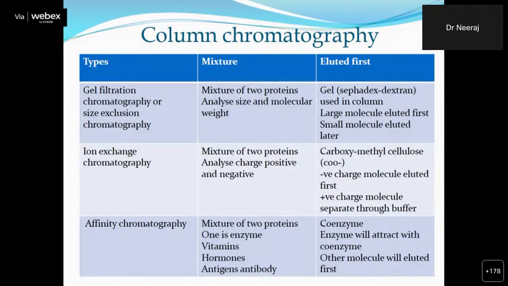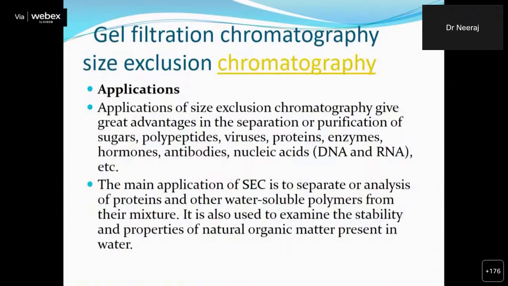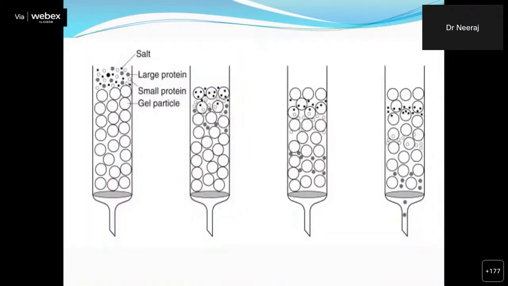So we will see there is large molecule eluted first and small molecule eluted later. So what is the meaning of this? You can see in this diagram, there is gel molecule, and this is a mixture. This mixture contains large protein as well as small protein. This is large protein, small protein.